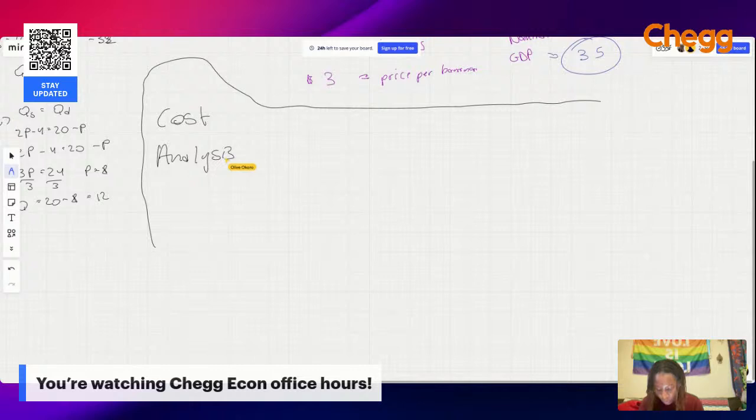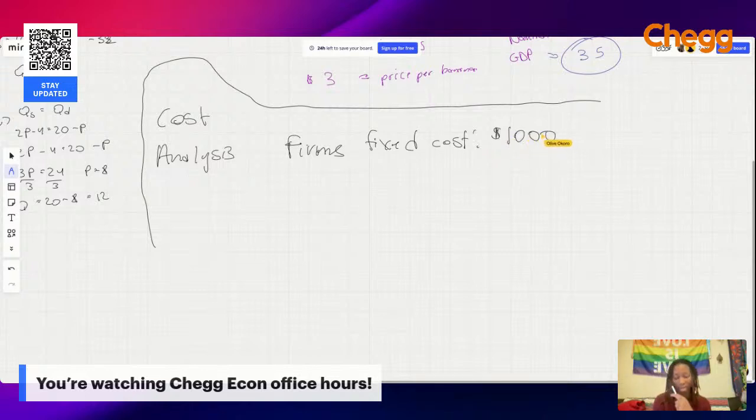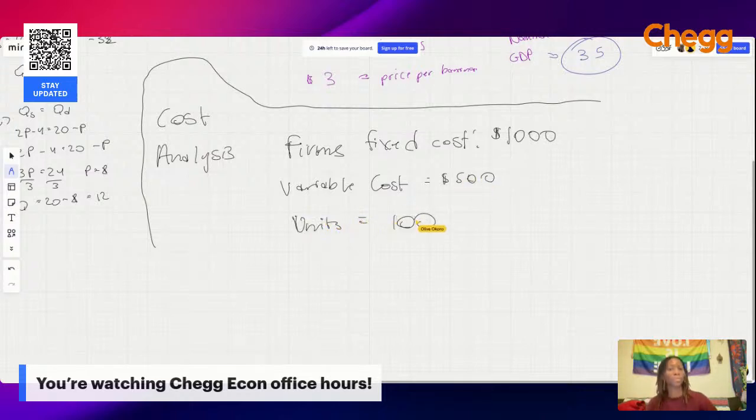analysis. Cool. So in this question, a firm's fixed costs are $1,000. So let's go write that first down. Firm's fixed cost is $1,000. Okay. And its variable costs are $500 when producing 100 units. Variable cost when producing units is going to be 100. Cool. Okay.